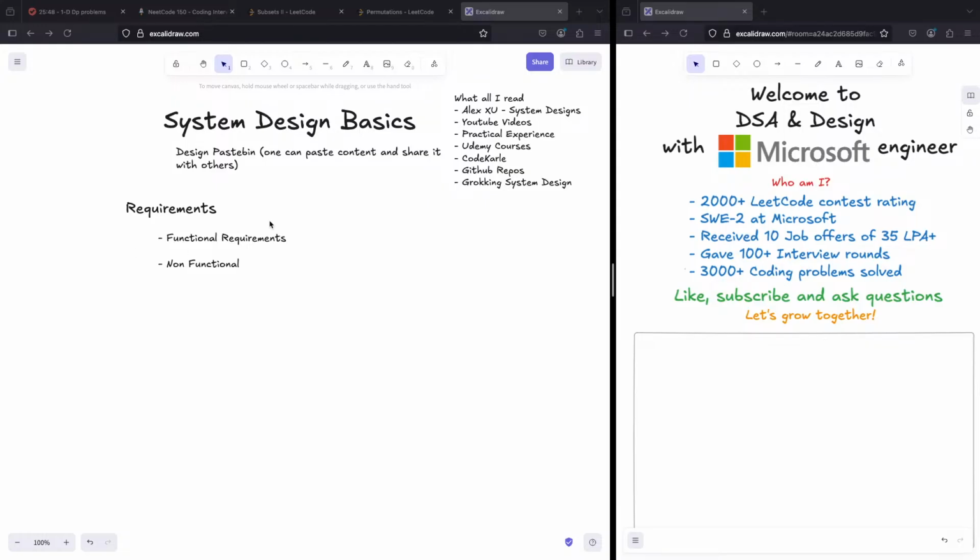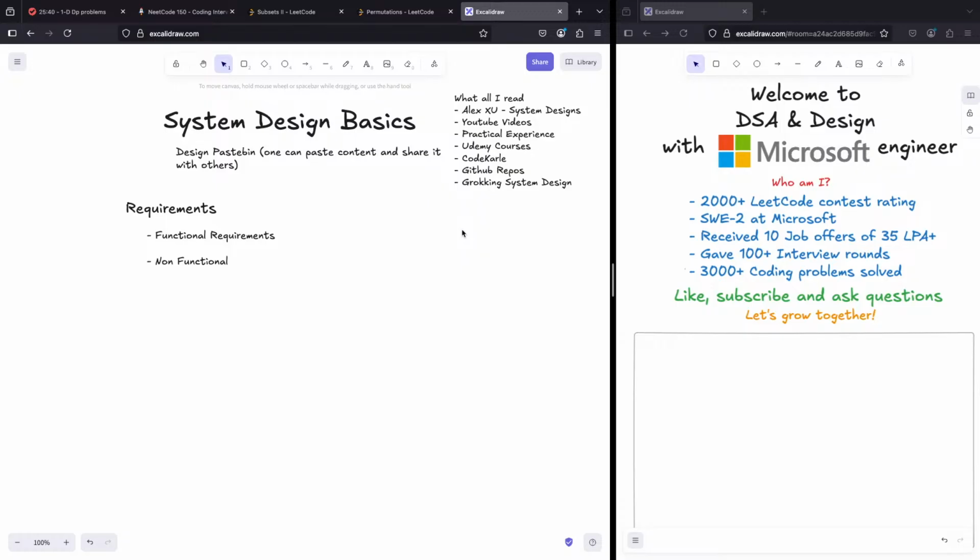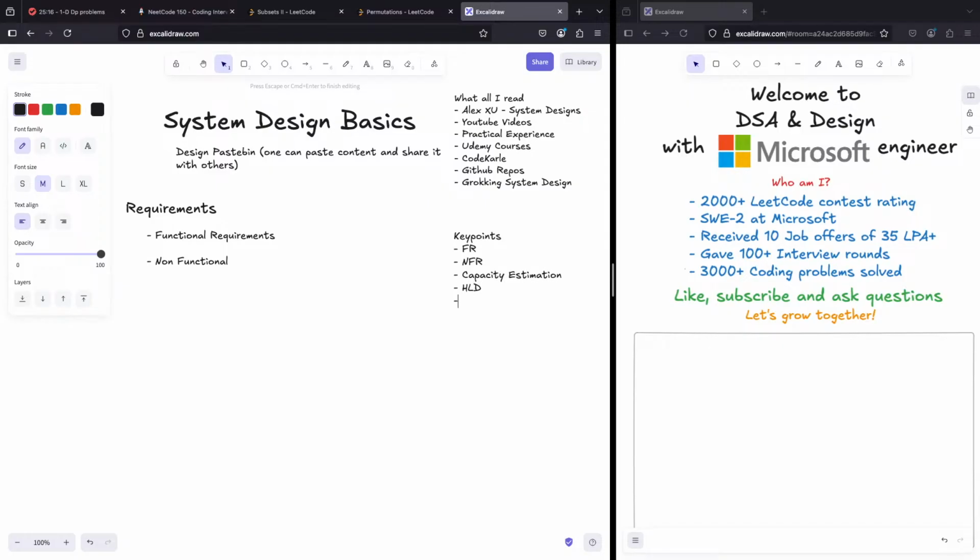Yeah, so to answer this, system design rounds are also very open-ended. I'll probably create a separate video for all this, a more helpful one. But generally in system design, you have functional requirements, non-functional requirements, then capacity estimation, and then you have the basic HLD.